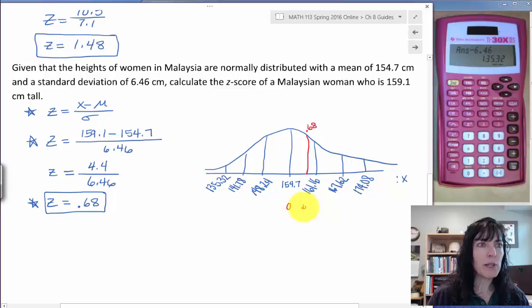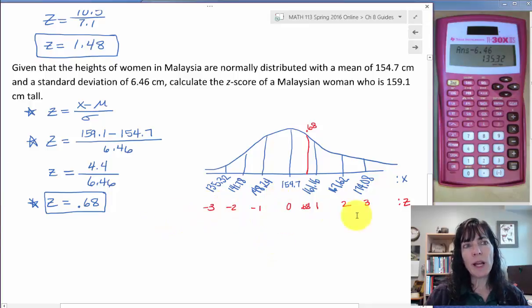So 0.68, and then 1, 2, 3. Those would be z-scores, -1, -2, -3 also. So in red, I listed my z-scores. In blue, I listed my x values. And you can put both of them on a distribution as long as you have a mean and standard deviation. It's a good idea to get you used to both. We use the z-score formula to convert from an x value to a z-score.